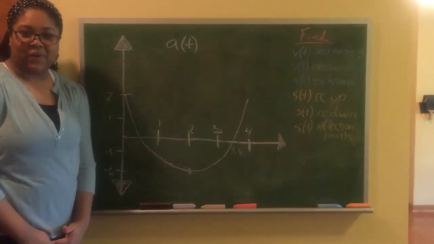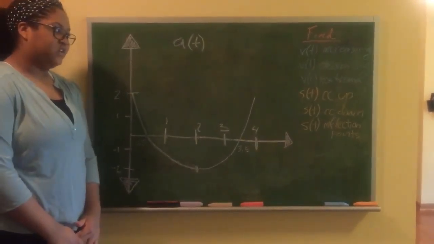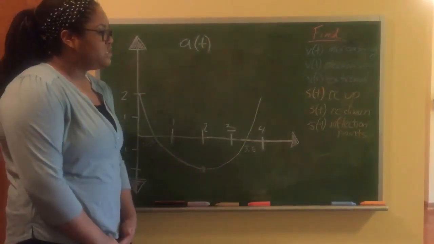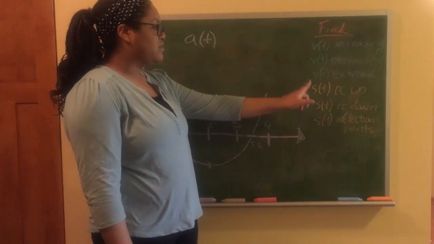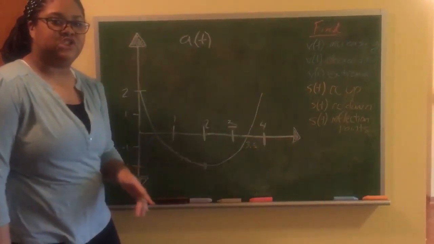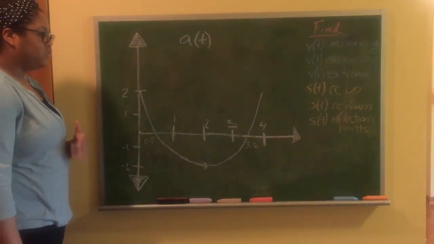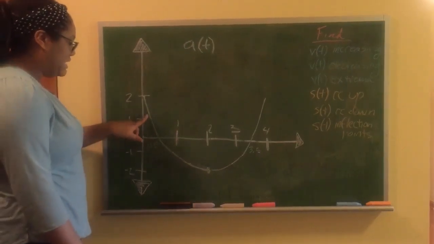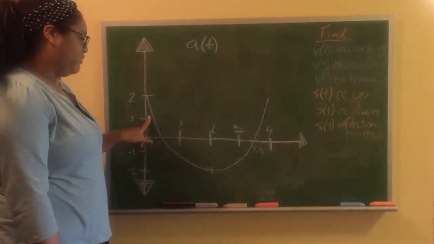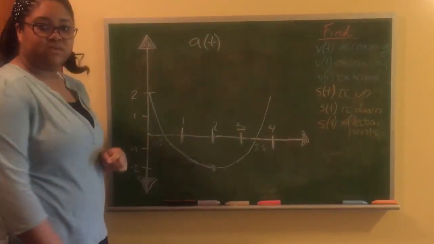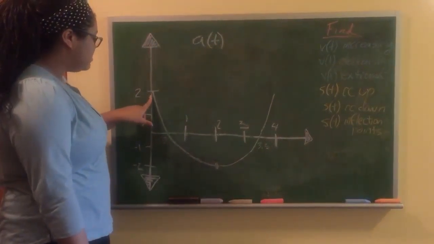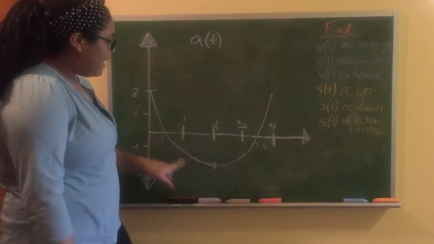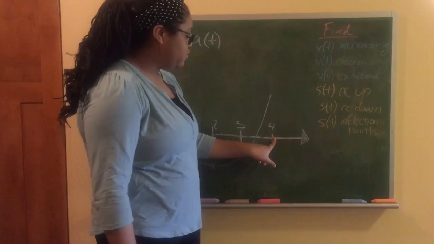Our second set of questions are about the position function. So our first question is where the position function is concave up. A position function, if you remember the smiley face, is going to be concave up where the acceleration, or the second derivative, is positive. So it's going to be from points 0 to 0.5, and then again from 3.5 to 4.